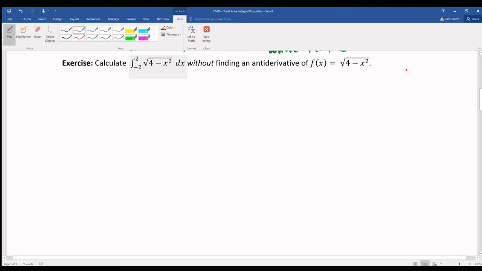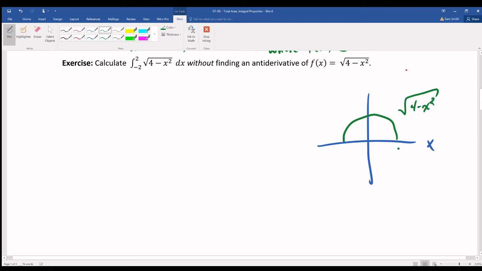Now, even if you're having some trouble, which is not unusual at all, this definite integral can be evaluated without using an antiderivative at all. And that's by instead trying to see if it's easier to calculate the area under the graph of f of x equals square root 4 minus x squared, which is an upper semicircle of radius 2.